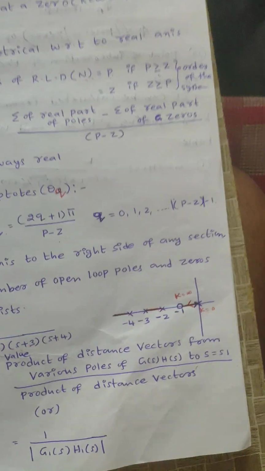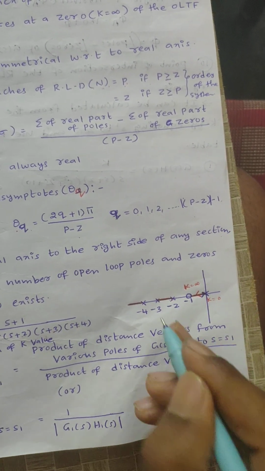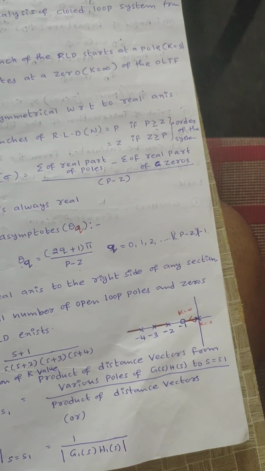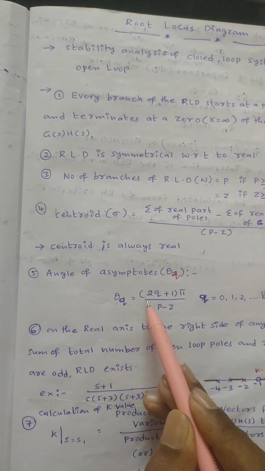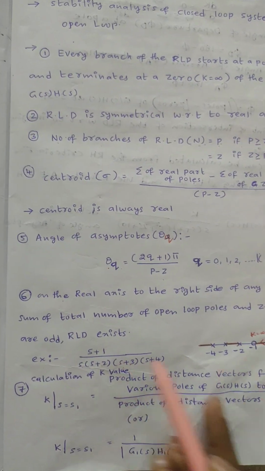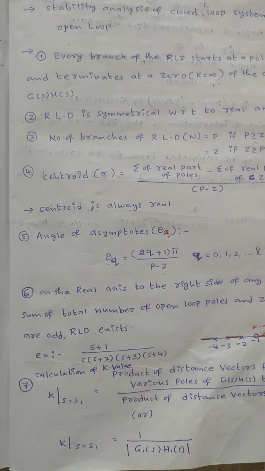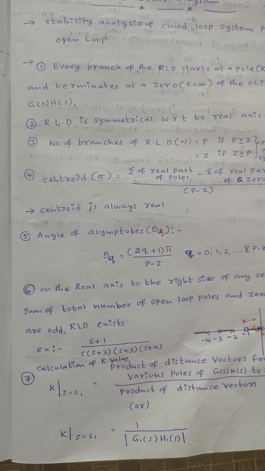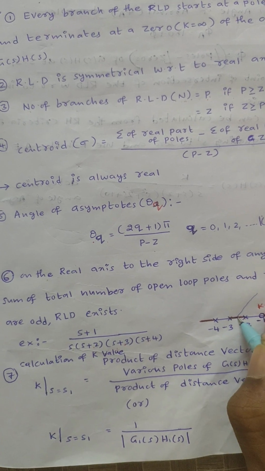Next, in between 2 and 3 also the RLD exists, right? But the RLD direction is from the first point, pole to zero, right? Now here we need to calculate the angle of asymptotes, that is theta L. If we simplify this theta value, we get 60 degrees, 180 degrees, 60, 180, and approximately 5 into 60, 300, right?